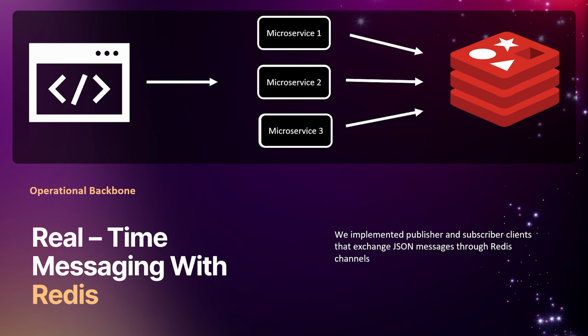On the back end, we integrated Redis using Java libraries. We implemented publisher and subscriber clients that exchange JSON messages through Redis channels. For example, when a user clicks a button on the web application, the backend publishes a JSON message. Redis instantly delivers this message to Unreal Engine, which then reacts in real time.